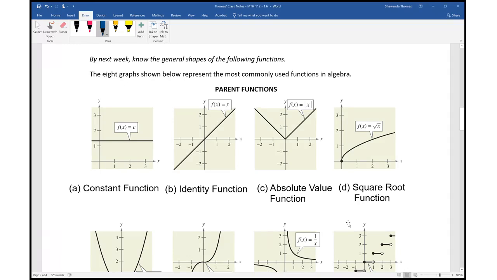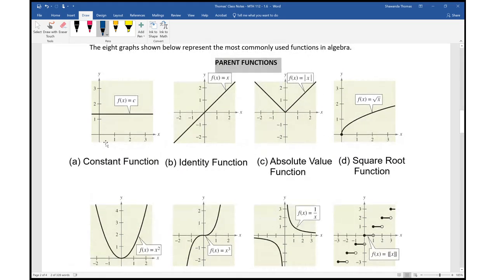So here are some general shapes of functions that I would like you to memorize. We call them the parent functions. The 8 graphs shown below represent the most commonly used functions in algebra.